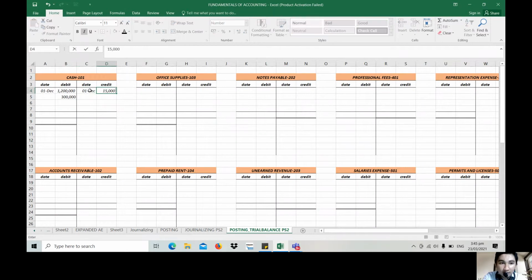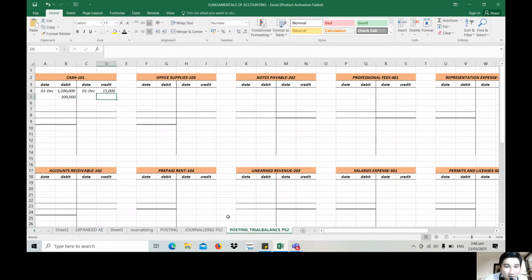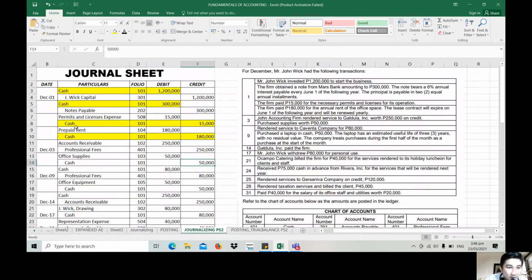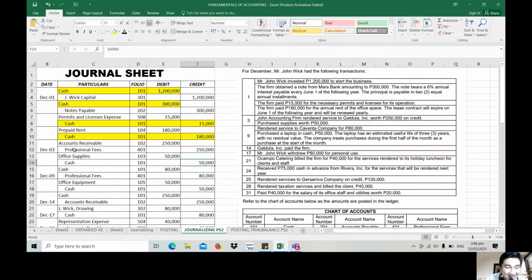Okay, 50,000. Ayan. So, aside from that, meron pa ba? Another credit kasi nagbayad tayo ng advance rent. Cash, 180,000. Anong date yun? December 1 pa din. Okay. 180,000. Check natin ang amount, bawal magkamali dito. Ayan. Another, ito, nagbayad tayo ng office supplies. Cash, 50,000. December 3. Okay.